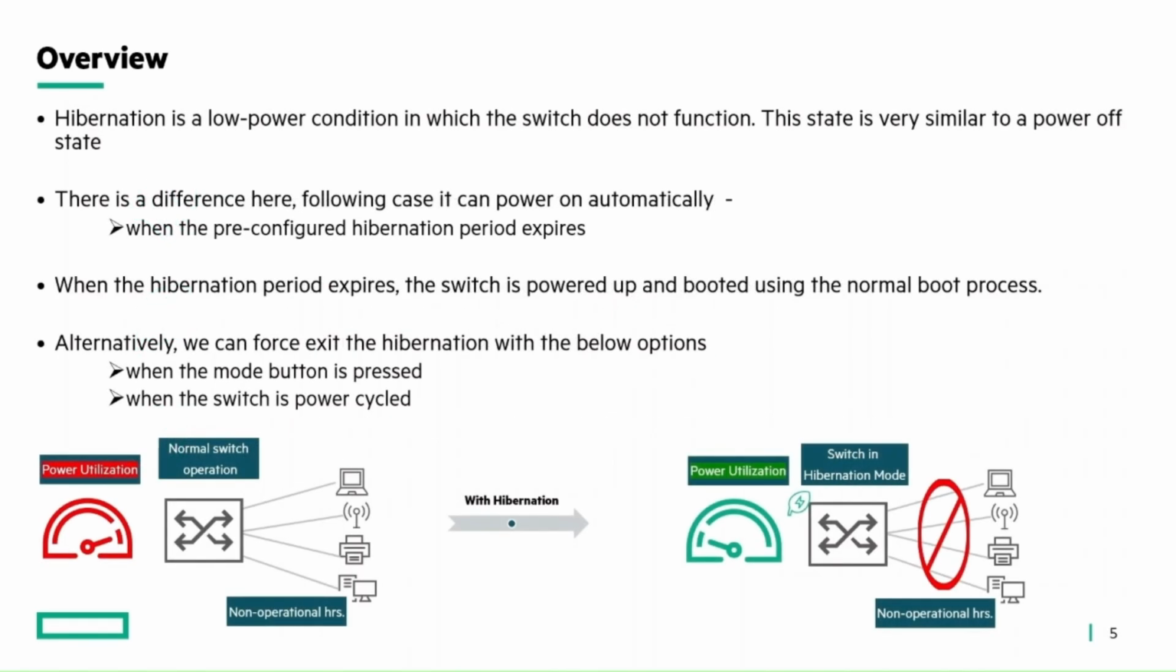Hibernation is a low power state in which the switch becomes non-functional, which is very similar to the switch being powered off. So what is the difference here? The important distinction here is, unlike a traditional power off, a switch in hibernation can automatically power on under specific conditions like an automatic wake-up trigger, which means the switch will power on automatically when the pre-configured hibernation timer expires.